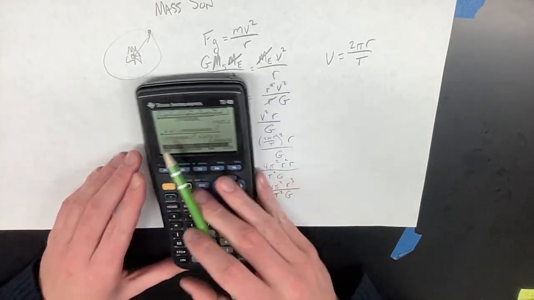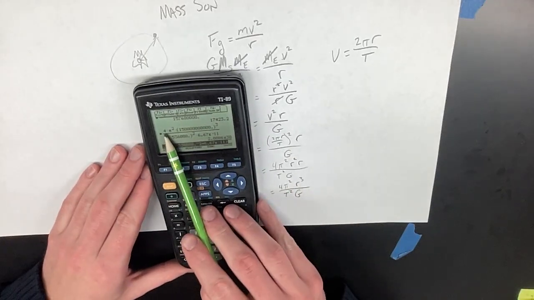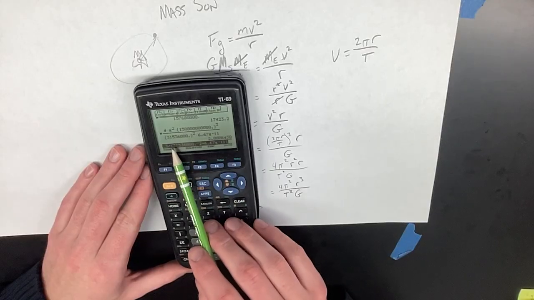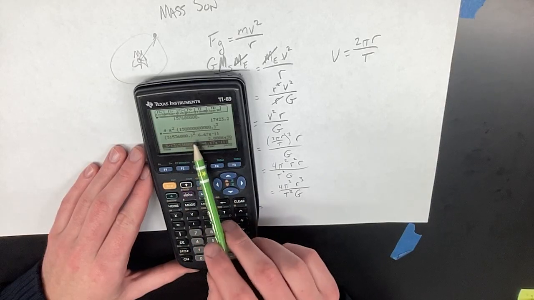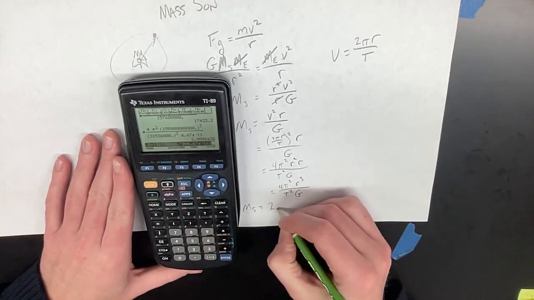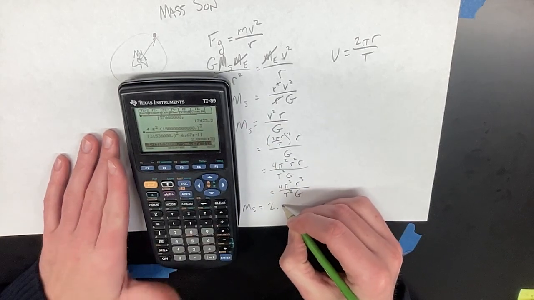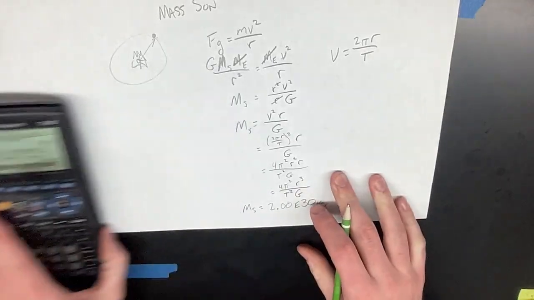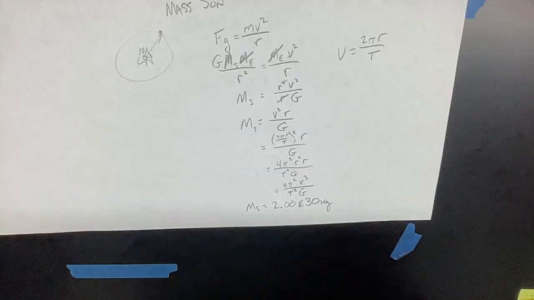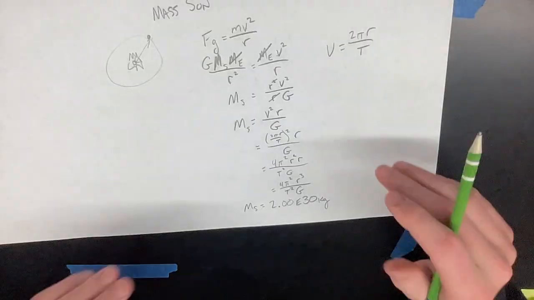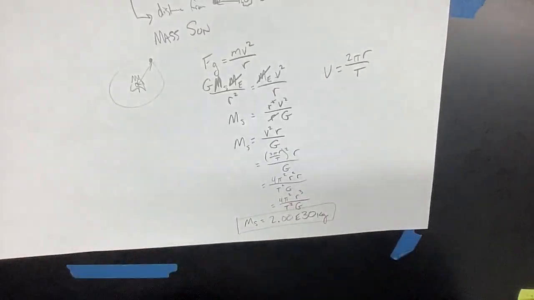Always best practice to check that you typed it in right before you just accept the answer. 4 pi squared r cubed over T squared G. From what I can see, it looks good. It gives us that the mass of the sun is 2.00 E30 kilograms. And the book says that the mass of the sun is 2 E30 kilograms. Pretty spot on. That's question 18.